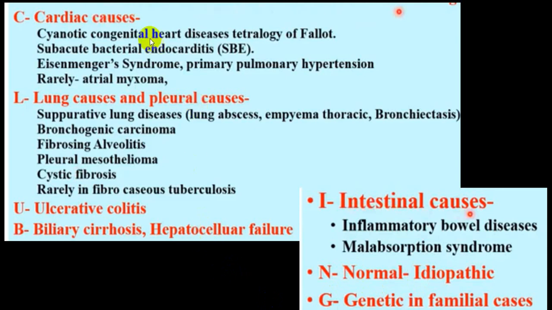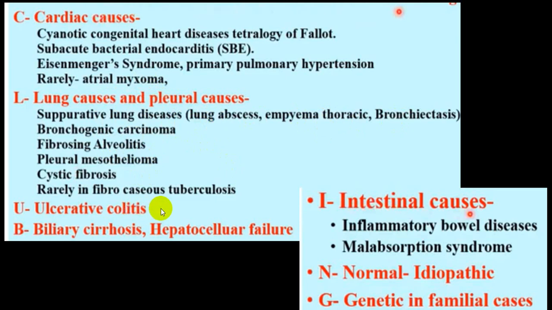There will be other conditions also which will be added, say like in cardiac causes: congenital cyanotic heart disease, infective endocarditis, Eisenmenger syndrome, primary pulmonary hypertension, and very rarely atrial myxoma. In lung we already mentioned a lot of causes: lung abscess, empyema, bronchiectasis. These are called suppurative lung diseases. Bronchogenic carcinoma comes topmost on the list, and this particular etiology accounts for nearly 70 to 80% of the group.